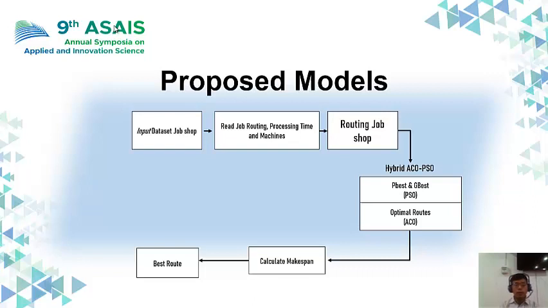Next, analyze ant colony optimization parameters by using personal best and global best particle swarm optimization values. Search for the best routing for each job with the ant colony optimization algorithm. Display the makespan of each job. Next, display the routing job with the minimum makespan.